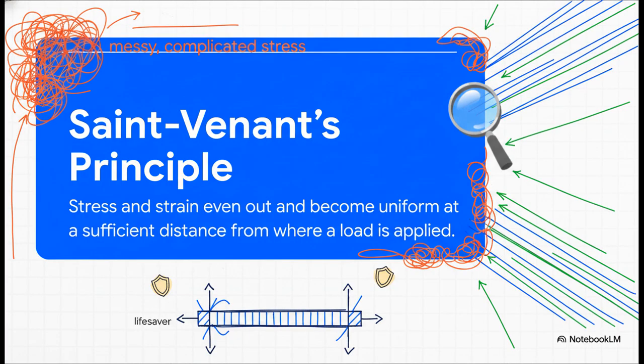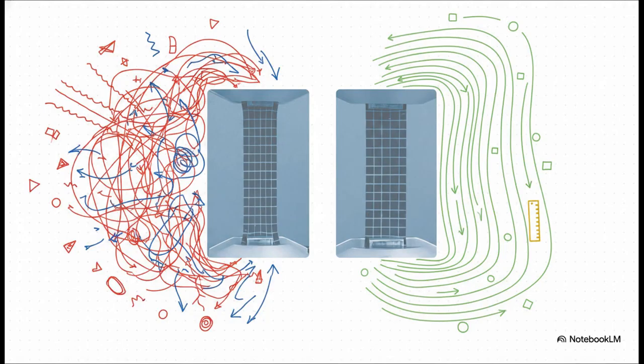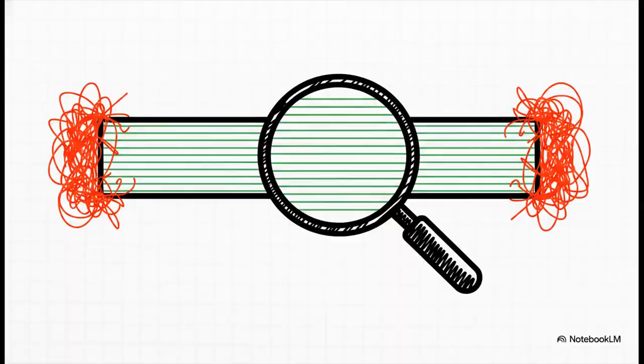All it really says is that the messy, complicated stresses you see right at the ends, it doesn't really matter once you move a little bit away from them. The effects just kind of even out. They fade away. And this visualizes it perfectly. Look at the image on the left. That's near the load, and you can see the stress is all over the place. It's chaotic. But now look at the right. A little further down that same bar, the stress has almost magically smoothed itself out into this beautiful, uniform, and, this is the most important part, predictable pattern. And that is the whole game changer.